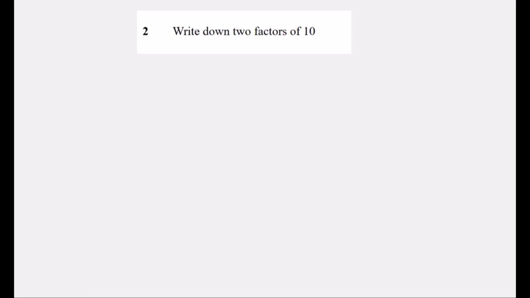Question 2. Write down two factors of 10. So the factors of 10 are the numbers that multiply to make 10. So we can have 1 and 10. 1 times 10 is 10, or 2 and 5. 2 times 5 is 10.